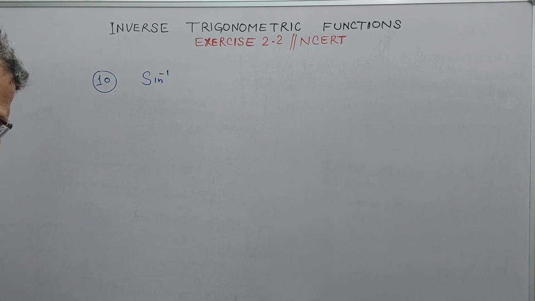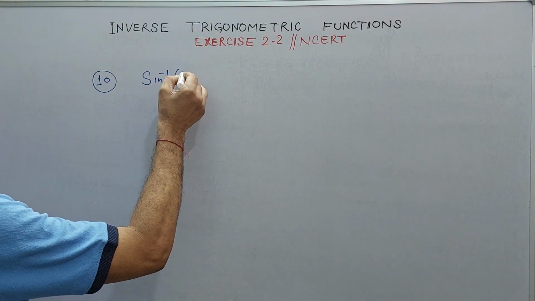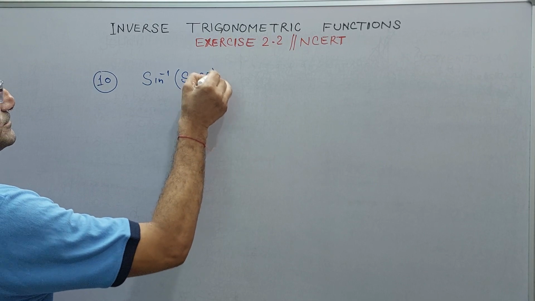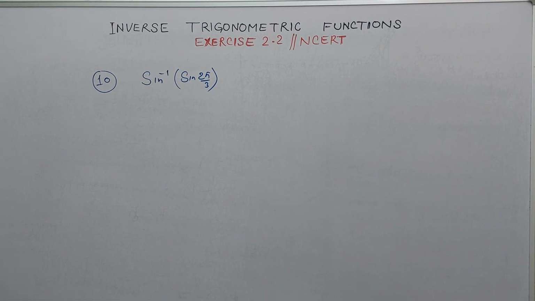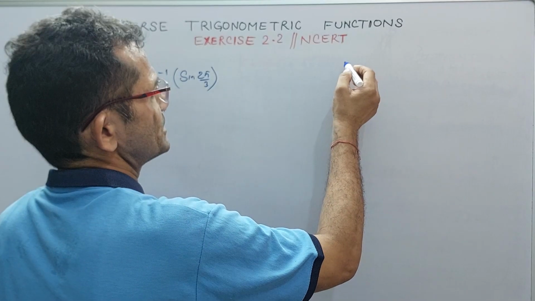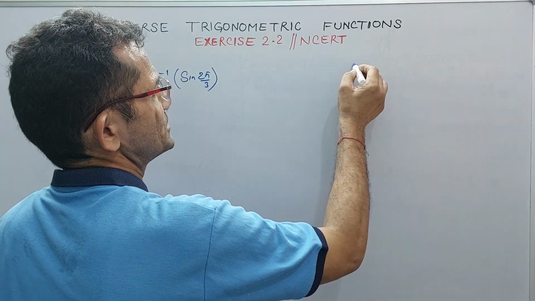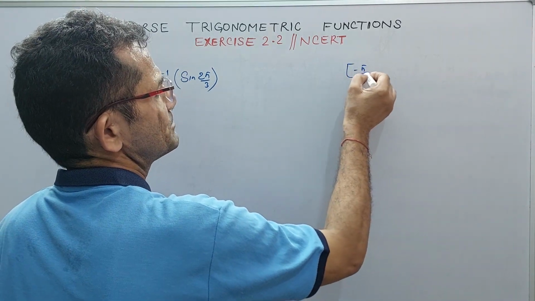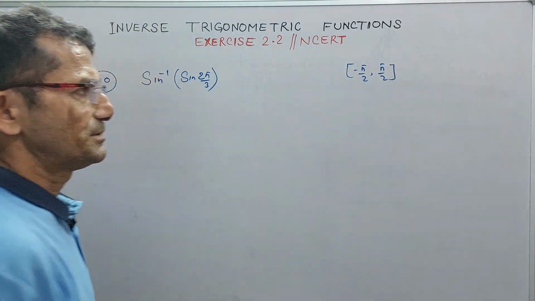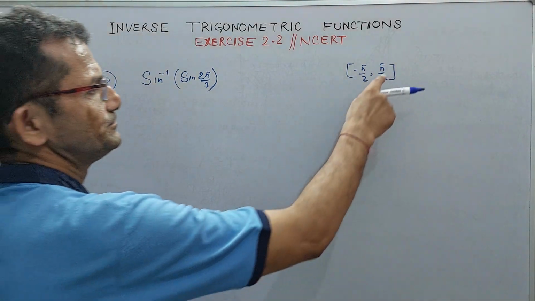Sine inverse of sine of 2 pi by 3. Sine inverse of sine 2 pi over 3. So here the principal value branch of sine inverse is minus pi by 2 to pi by 2. This is the principal value branch of sine inverse.